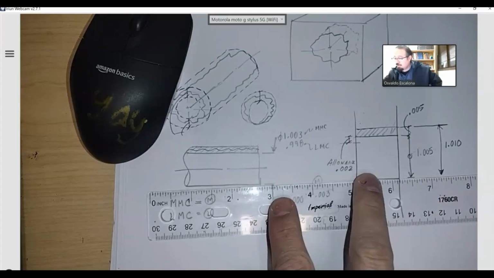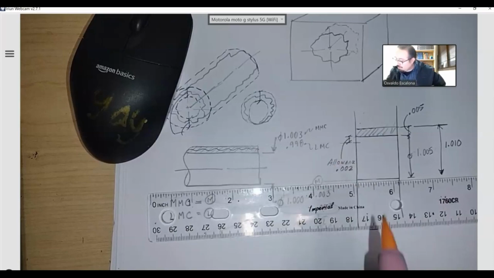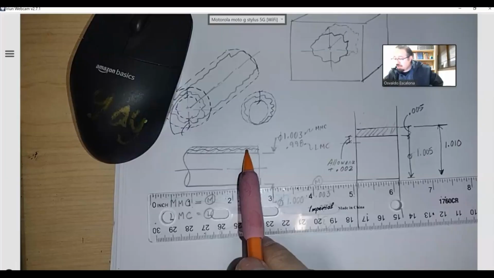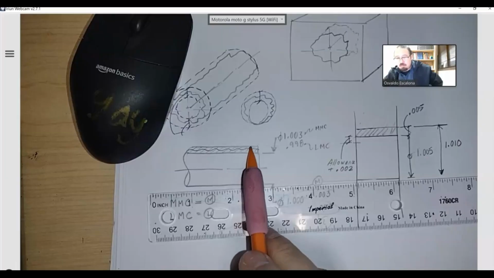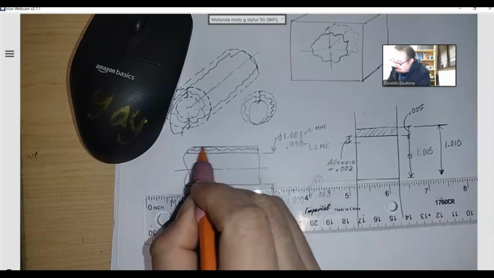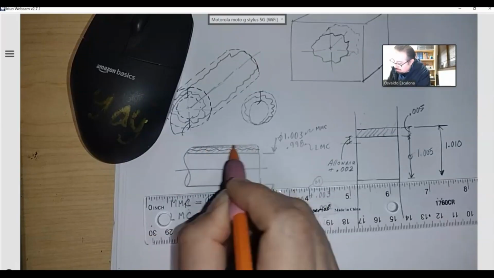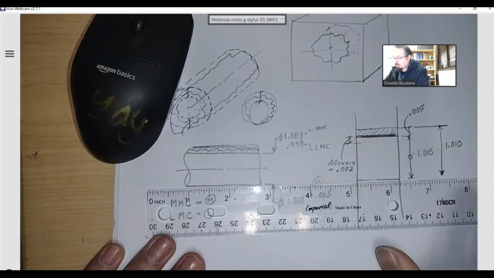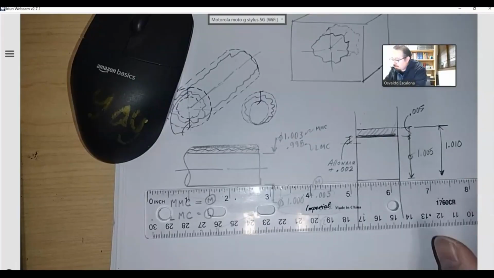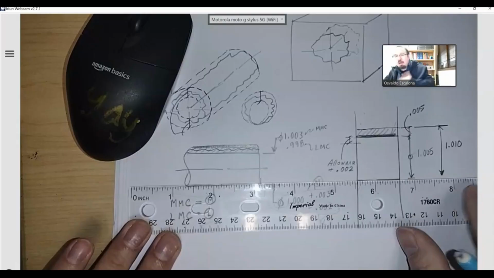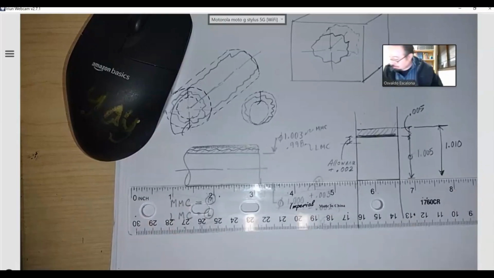This type of condition, by always having a positive allowance, will allow me to always have a clearance condition. It might let my pin deviate in terms of size. Even at the worst case condition, if the pin were at 1.003, it will always fit in my hole, because, you guys can see it, right? I can grab the pin and slide it in, and it will fit. This is what we call a clearance condition.